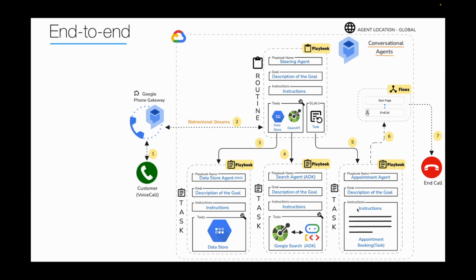In step 6, once the user queries are resolved or the task is completed, we transfer the call to the end flow. The end flow is responsible to gracefully close this particular session. Finally, step 7 handles the call termination if there is nothing more to address. The call is gracefully ended and the session is disconnected from agent side.